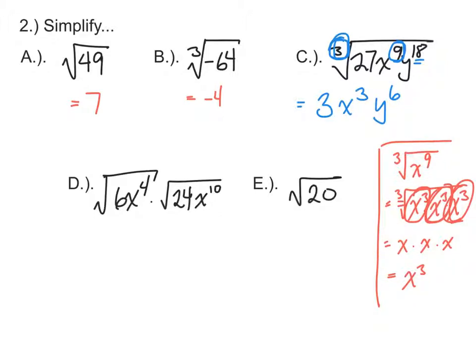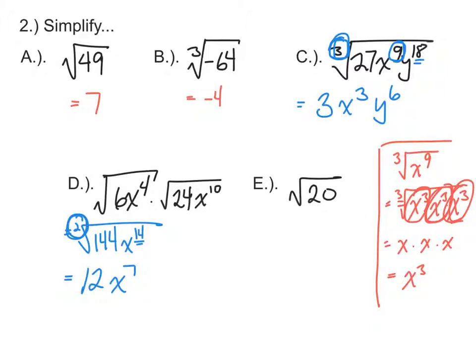So let's move on to part D. Before we can start simplifying part D, we need to combine this into one square root. 6 times 24 is 144. And x to the 4th times x to the 10th, we add their powers and get x to the 14th. Now this is a square root, which has an index of 2. Square root of 144 can be calculated to be 12. And when we're looking at the power for x, I want to know how many groups of 2 fit into 14. And that would be 7.